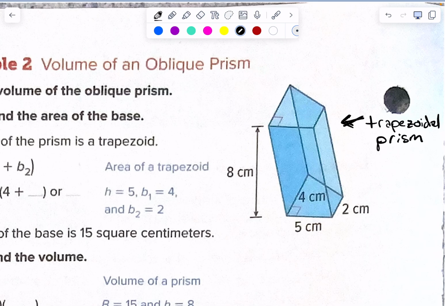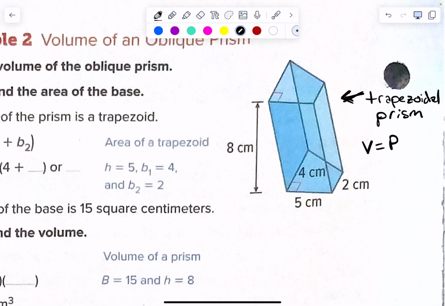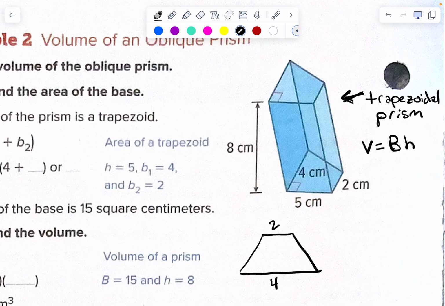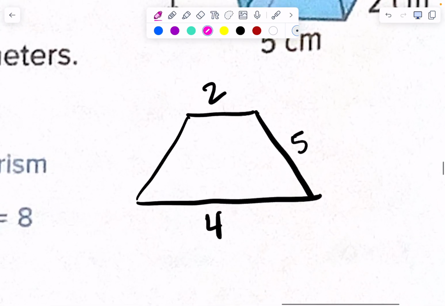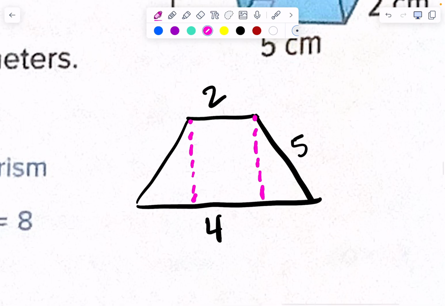Okay, so again, it's a prism, so volume equals capital BH, but we have to find the area of the base, okay? The base is a trapezoid, so I'm just going to draw a better picture of this. Here's my trapezoid. The top is 2, the bottom is 4, and what's 5? 5 is this side right here. Oh no, 5 is not the height of that trapezoid. We have to do this one right here. So what's this length right here? 1. So we have to figure out what that is, right?